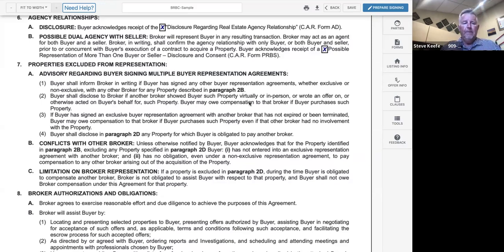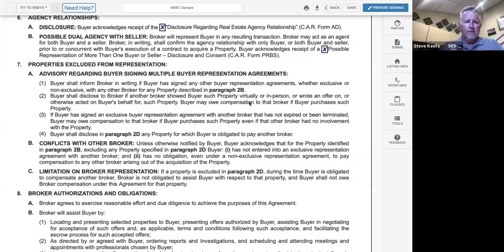And again, this basically gives an out if, for some reason, the broker just doesn't feel they're going to be able to make it work with this buyer, and the buyer has no money, they have no ability to be paid. This releases the buyer's agent from the obligation to do the transaction for nothing. So it does give them the right to back out on this specific property.